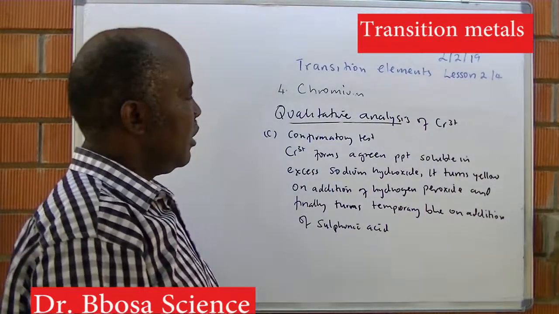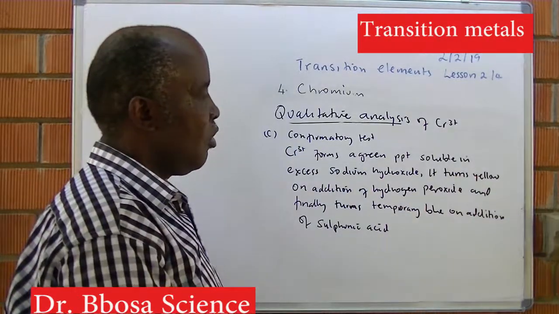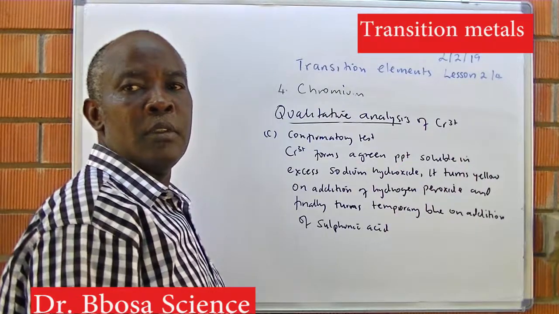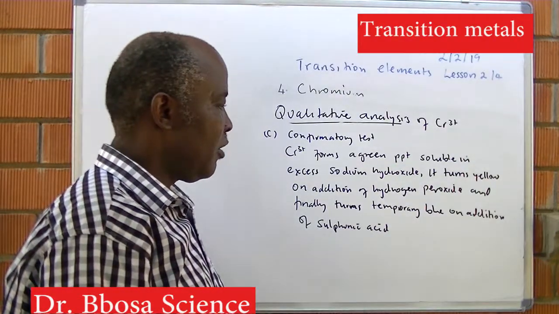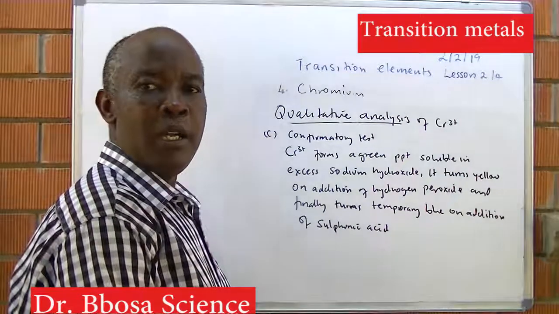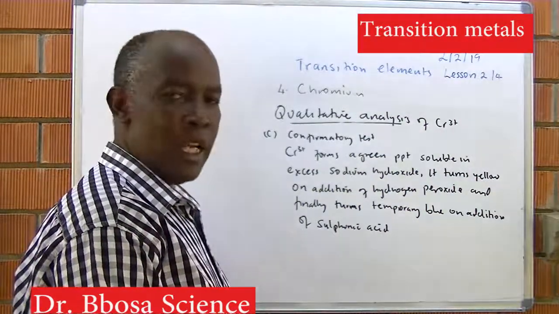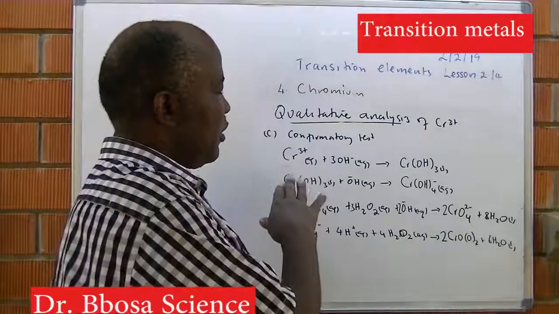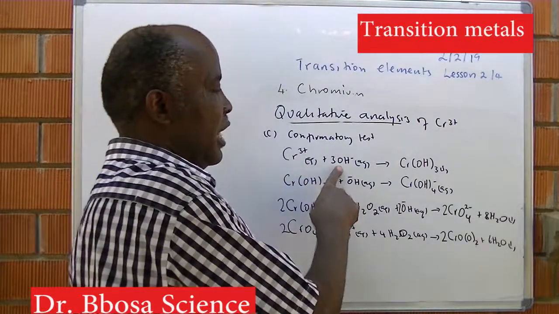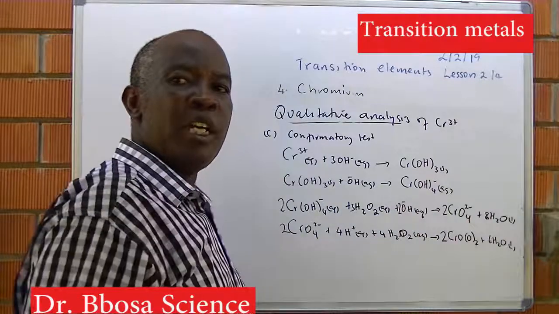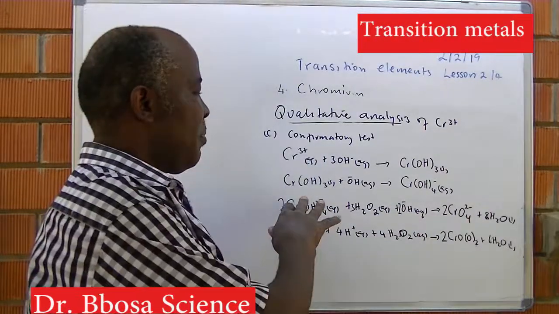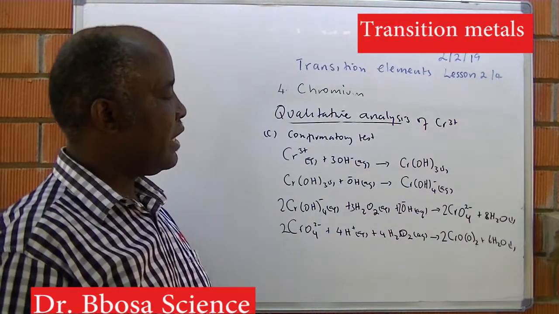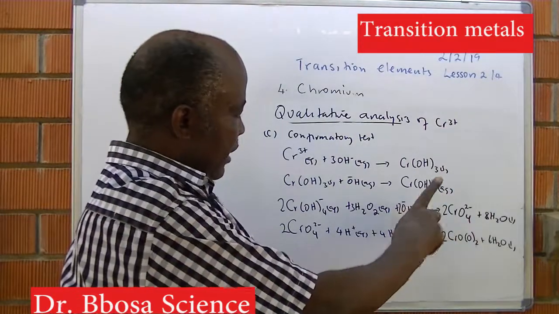Confirmatory test: chromium(III) forms a green PPT soluble in sodium hydroxide. You have already seen that one. To form a green solution which turns yellow on addition of hydrogen peroxide, and finally temporarily blue on addition of sulfuric acid. In terms of equations, chromium plus hydroxide ions will give you chromium hydroxide, which is a green PPT. The green PPT will dissolve in excess sodium hydroxide to form a complex ion.